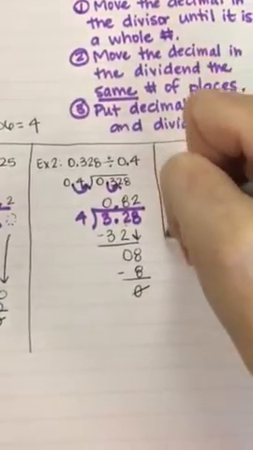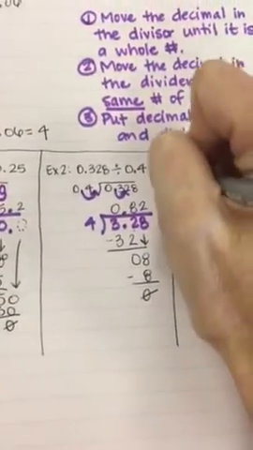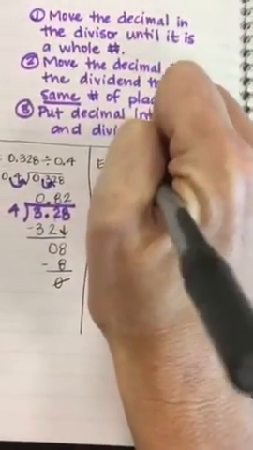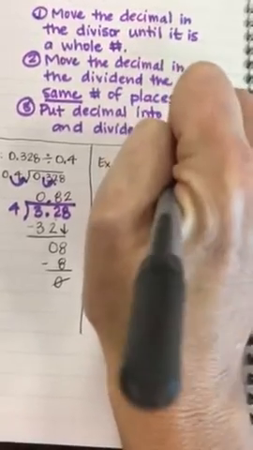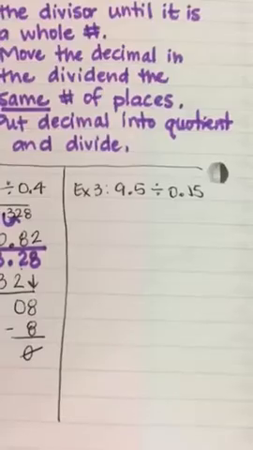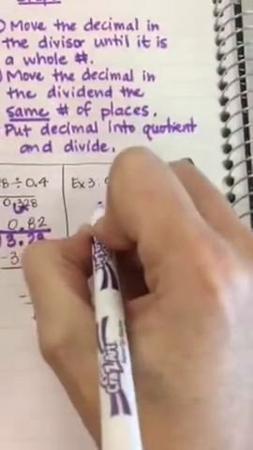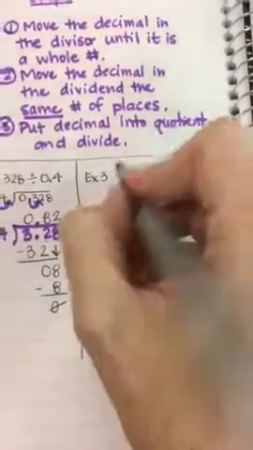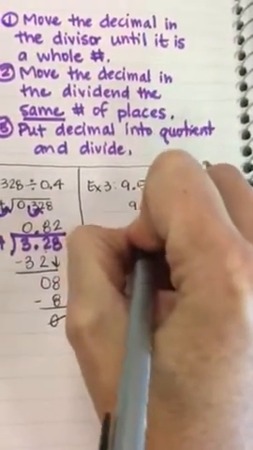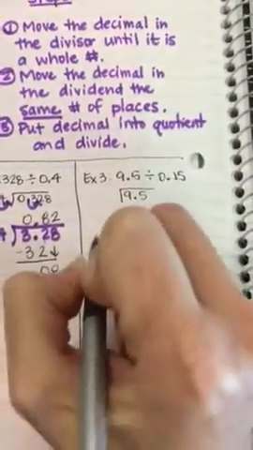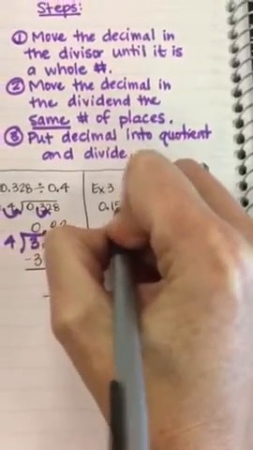One final example that we're going to work on. And that one looks like this. That is 9 5/10 divided by 15/100. So we're going to start by setting this up. 9 5/10 goes inside, and the 15/100 goes outside.